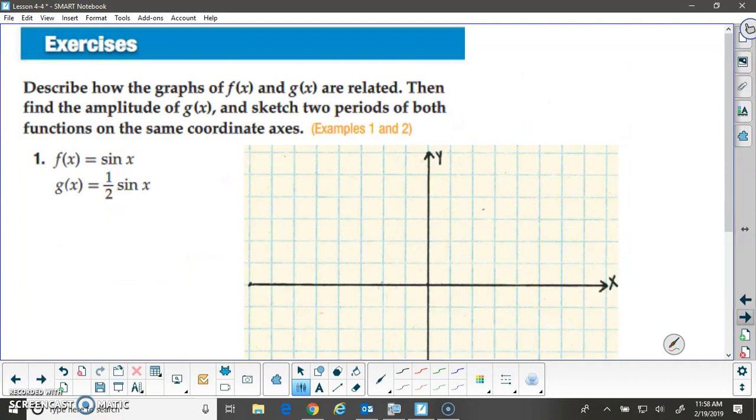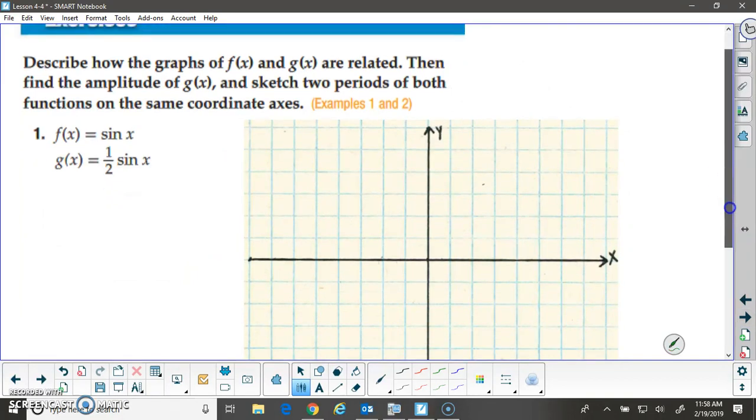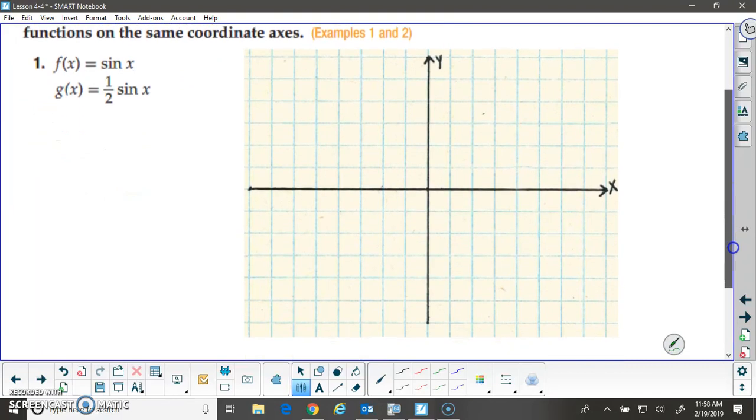So, to graph some functions, number 1, we're going to graph sine of x and 1/2 sine of x. The first thing I'll do is set up my vertical scale and my horizontal scale. Now the period is 2 pi, so I'm going to set up my scale so that 8 boxes represent the period.